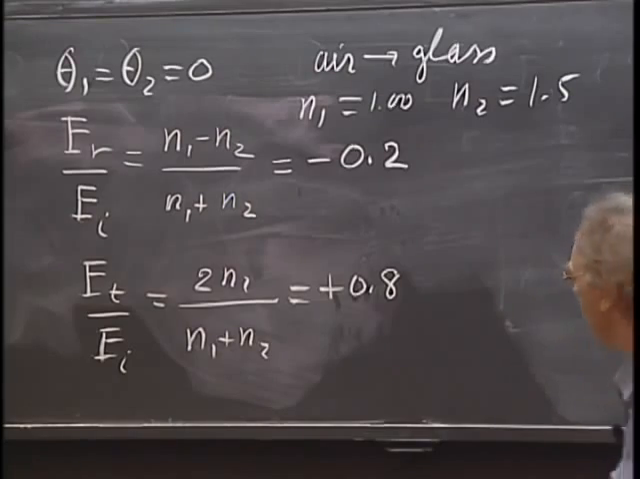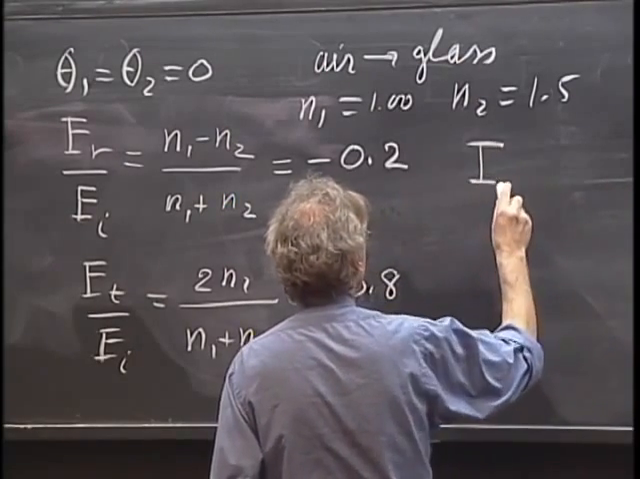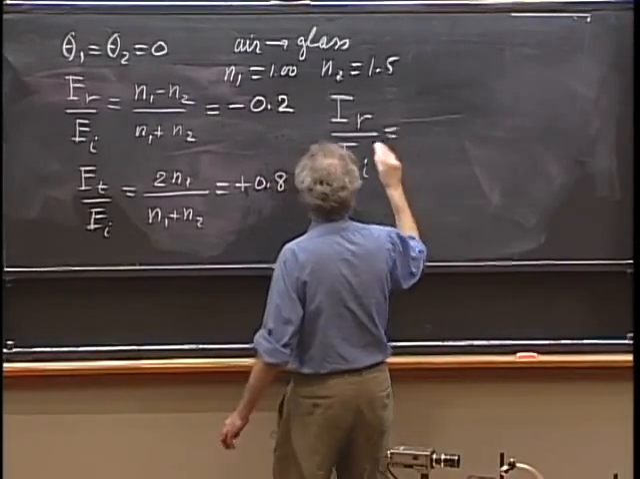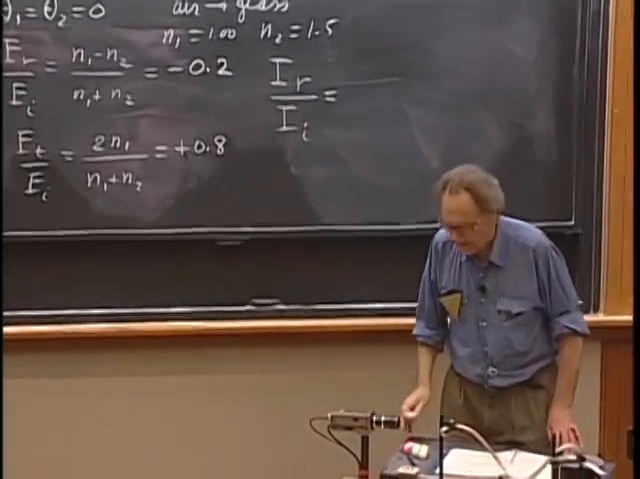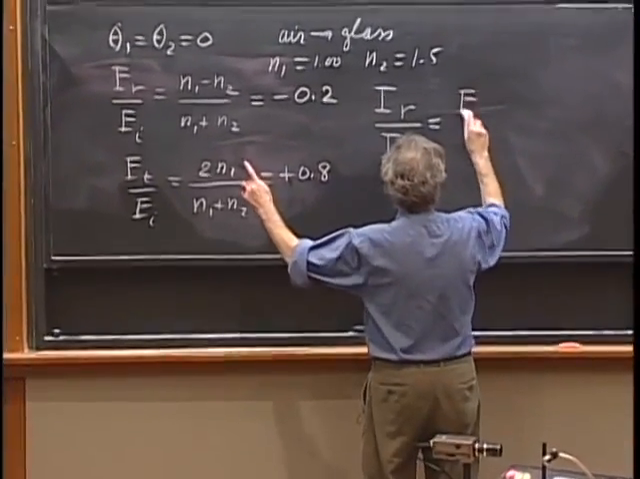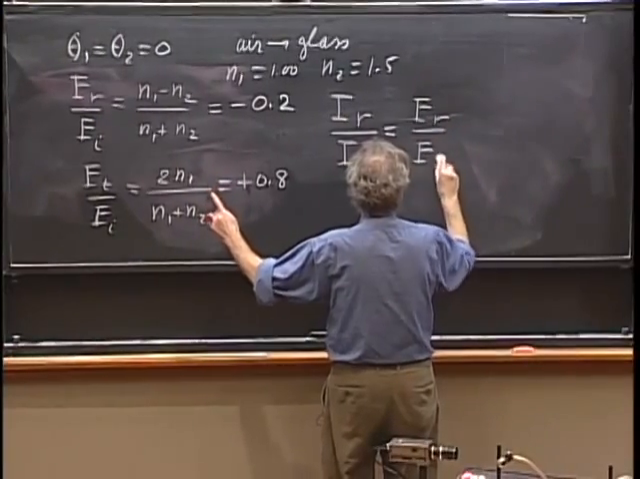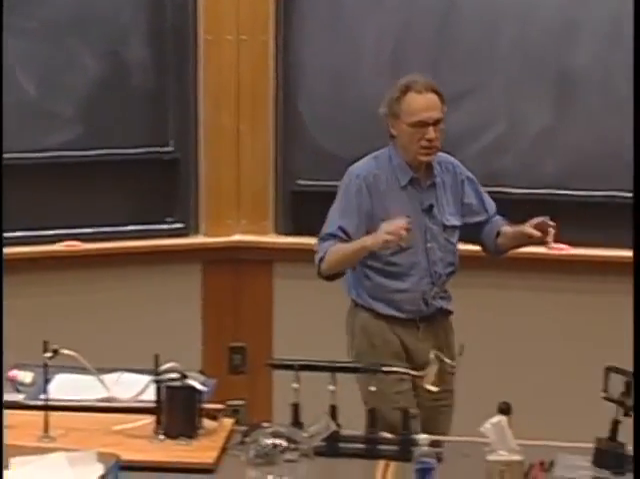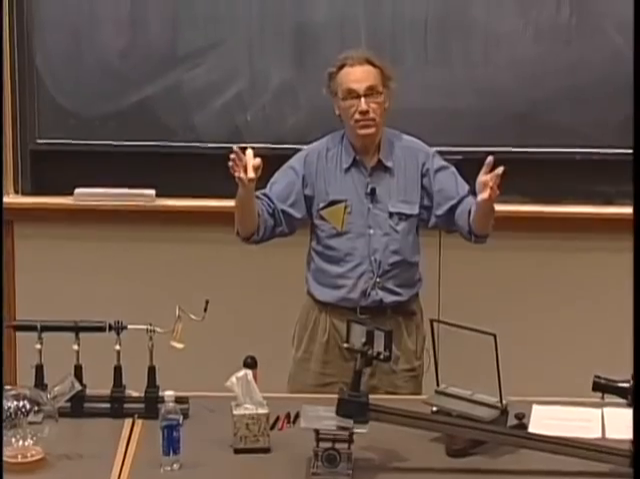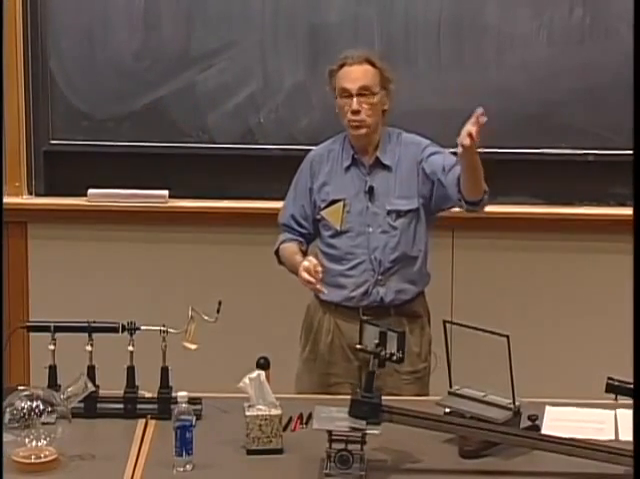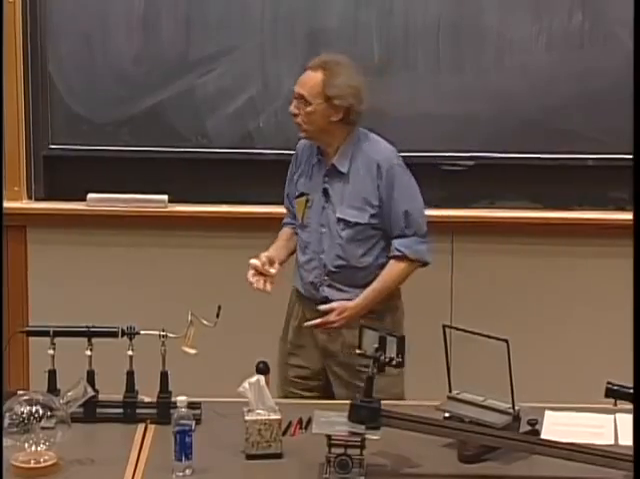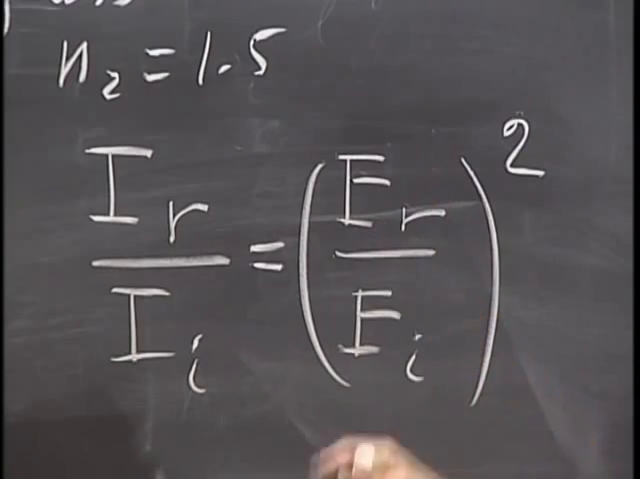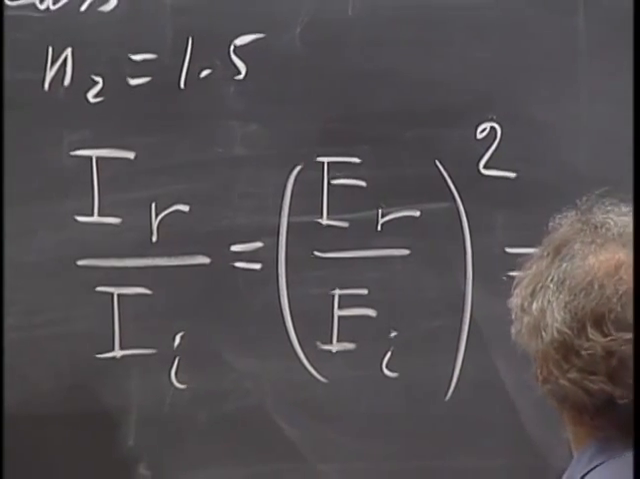So therefore, I can now calculate for you the intensity, I stands for intensity, of the reflected wave divided by the intensity of the incident wave. And I claim that that is the E vector reflected divided by the E vector incident, squared. That is all it is, because the velocity in that medium is the same for reflected and incident wave. This takes everything into account. Mu zero is taken into account, B is taken into account. The fact that we have a square, that's the result of the B. Remember, it's E cross B. And so this is 0.04.